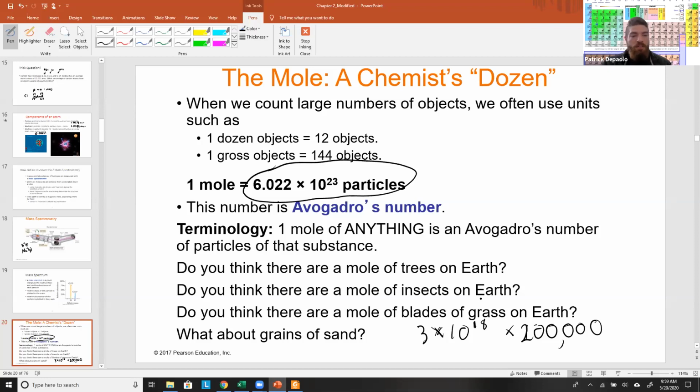A mole of iron is 55.8 grams. That's nothing. You can fit that in your hand. And that's Avogadro's number, 6.02 times 10 to the 23rd particles of that element. And meanwhile, sand, not even close.